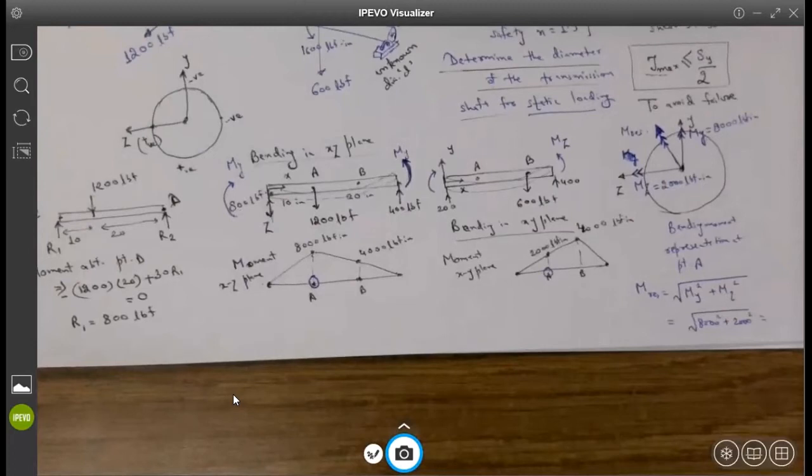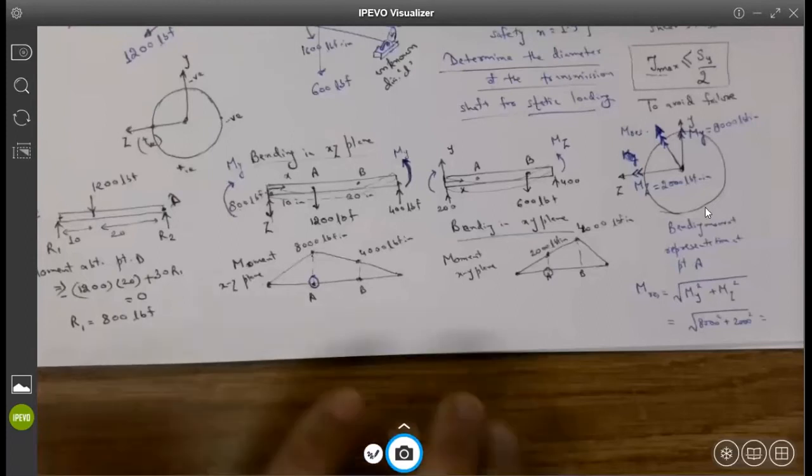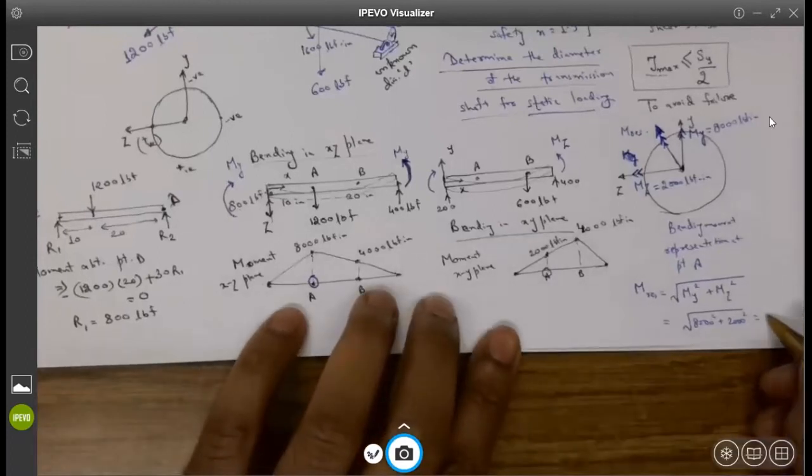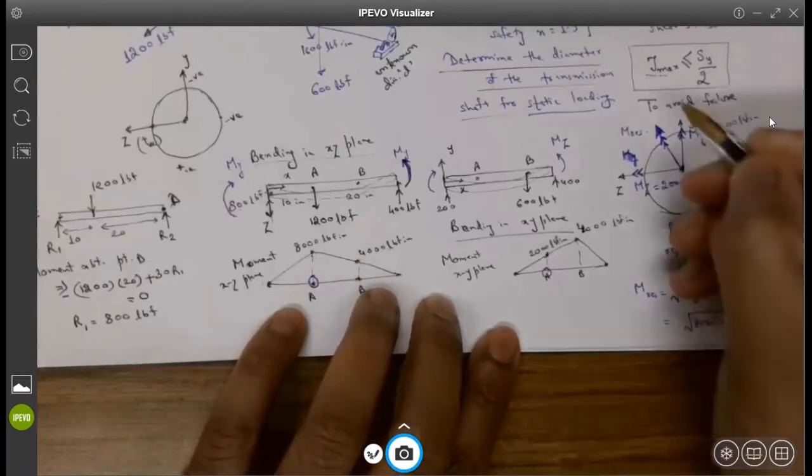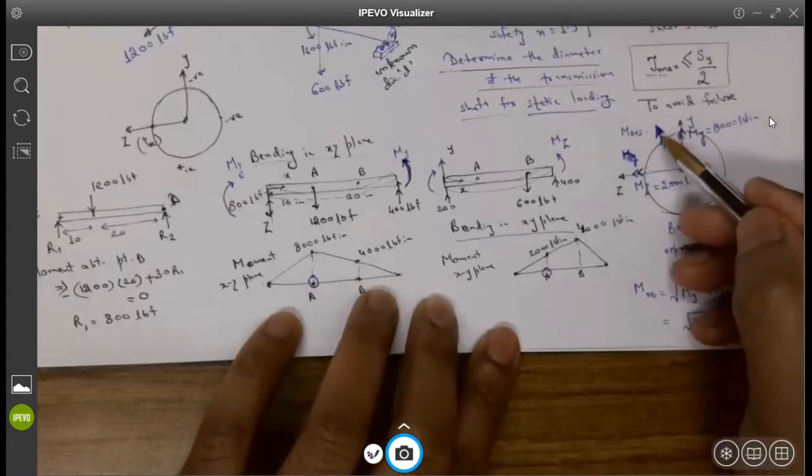That's correct. So let me see if somebody has got the value. 8246. Okay. So assuming this is 8246 pound force inch, this is what the value of the resultant bending moment is.